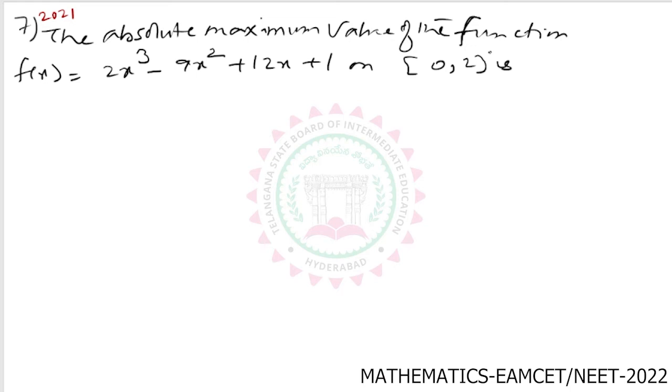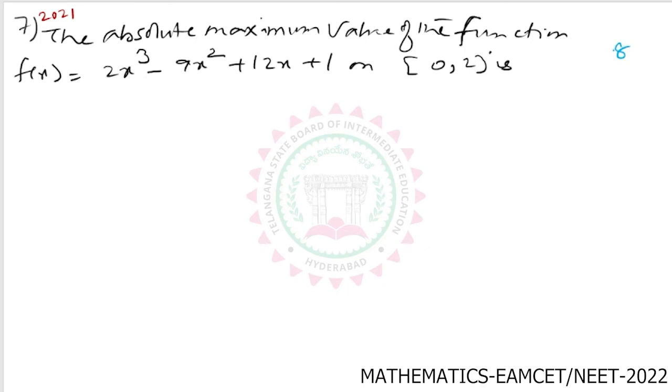What is it asking? Absolute maximum value of the function in the interval 0, 2. Okay. Now the options are, write down the options. The first option is 8.